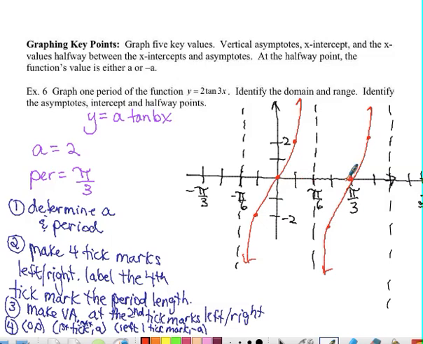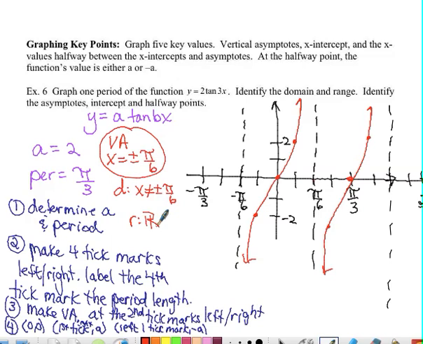Okay? So let's identify a few things here. My vertical asymptote is at plus or minus pi over 6. Then my domain is going to be all x's except those two. And my range is all real numbers.